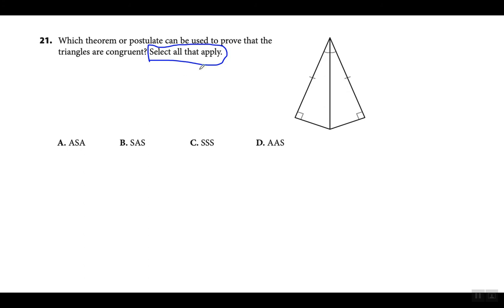Okay? Tenemos que escoger cuál teorema se puede usar para comprobar que los triángulos son congruentes. Seleccionar todo lo que aplican. Así que eso casi siempre quiere decir que hay más que una respuesta correcta.